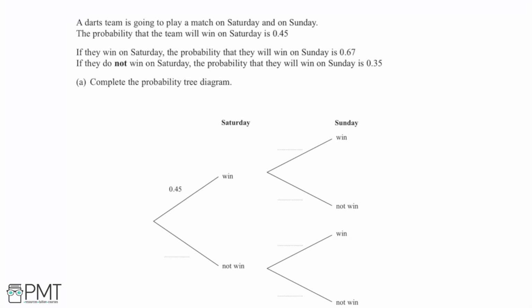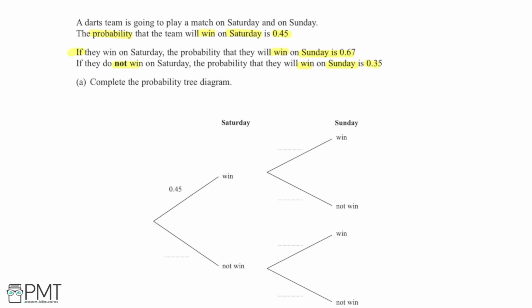So here we're told that a darts team is going to play a match on Saturday and on Sunday, and we're told that the probability that the team will win on Saturday is 0.45. We're then told if they win on Saturday, then the probability that they will win on Sunday is 0.67. And then if they do not win on Saturday, then the probability that they will win on Sunday is 0.35. And we're asked to use this information to complete the probability tree diagram that we have below.